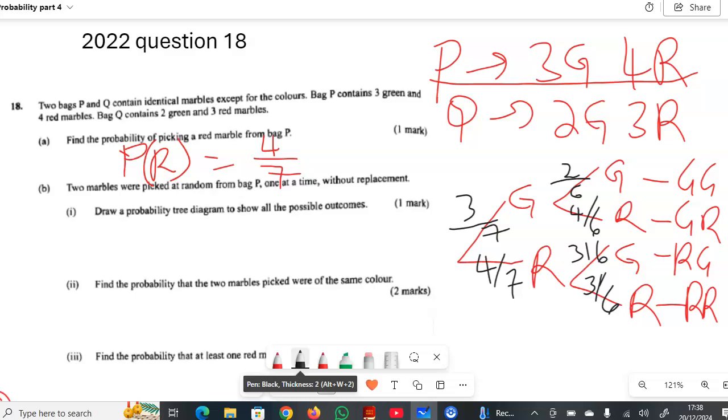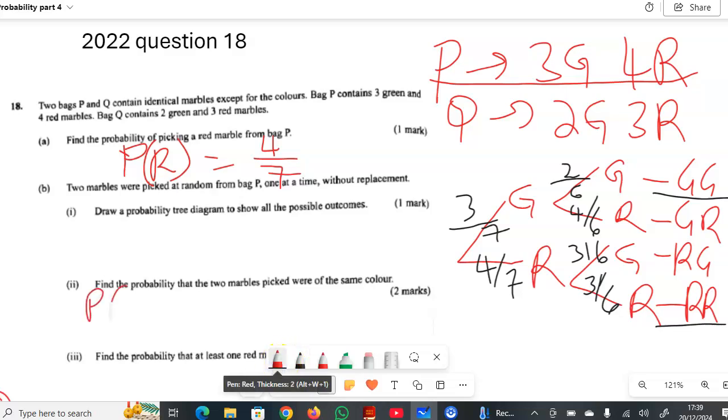So that is very important for us to be able to answer the question. So you have answered that one. So let's look at part 2 of B, where you are told now find the probability that the 2 marbles picked were of the same color. So same color, here we can have either green green or red red. So that is the probability that we are interested in.